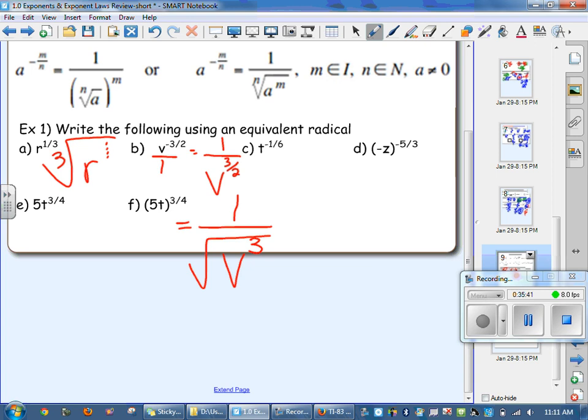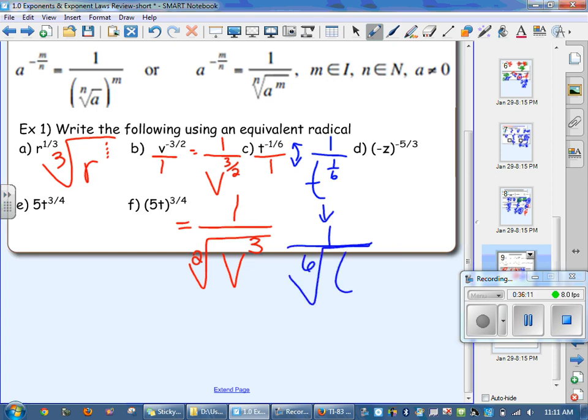The letter C is done very similarly. It's over 1, and I have to flip it like I did with letter B on the v. So I got to flip this guy. He's going to become 1 over t to the 1/6. Now I can take that into a radical by going 1 over 6th root of t exponent 1. Do you have to show the 1 there? No, you don't. Letter D.